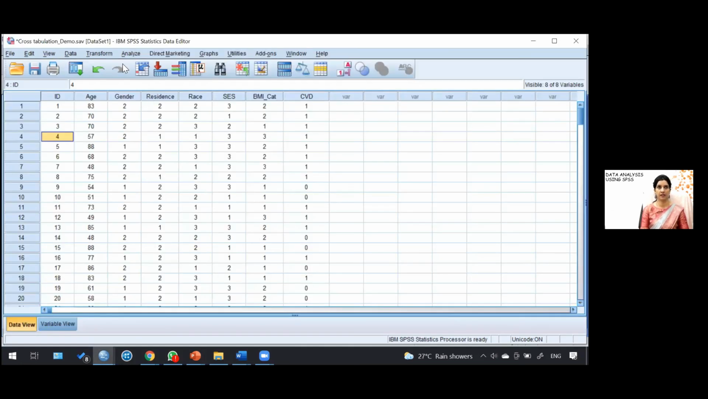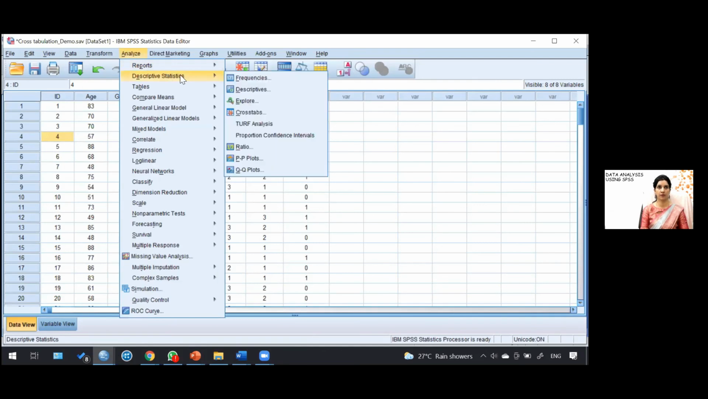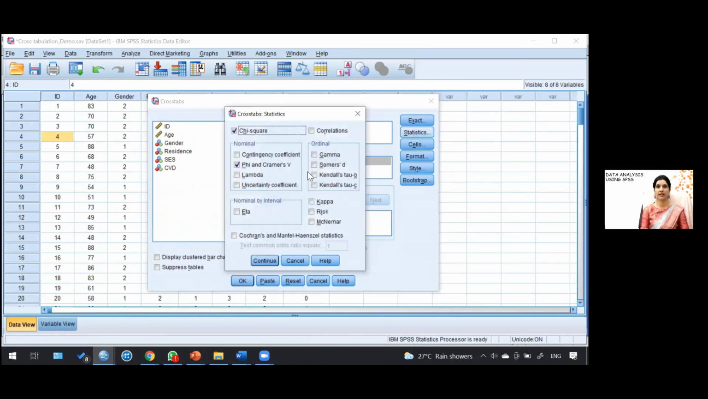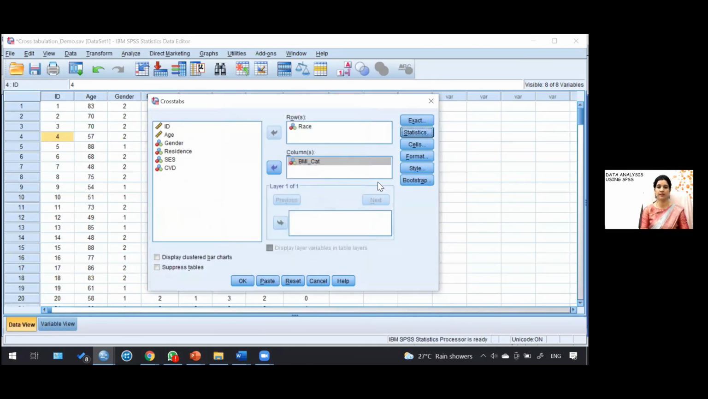the third question was, I have to put the command between the race and the BMI, not presence or absence of BMI, sorry, the categories of BMI. So I have put the categories here. Then again, same statistics, phi, Kramer's V. I will continue with this.